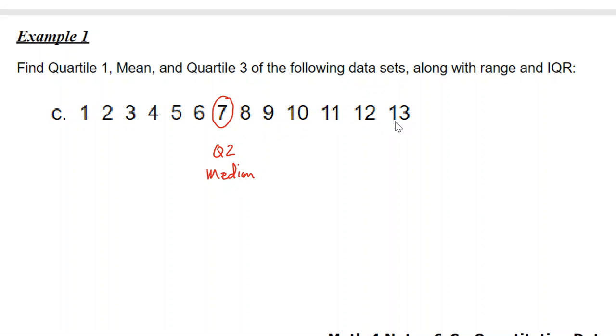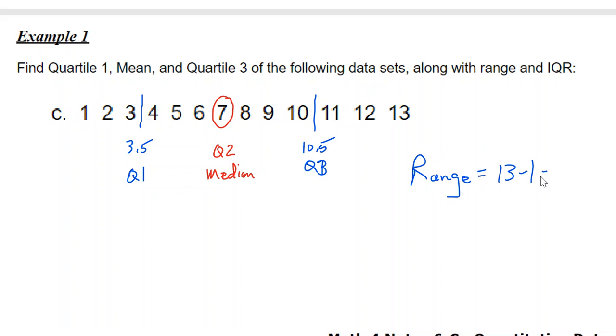Now, when I go to try and cut these other guys in half, there are 6 numbers here, so it's going to fall between the 10 and the 11. And it's going to fall between the 3 and the 4. Oops, that's 1 and that is 3. All right, so our range is going to be 13 minus 1. And the IQR is 10.5 minus 3.5, which is going to be 7.